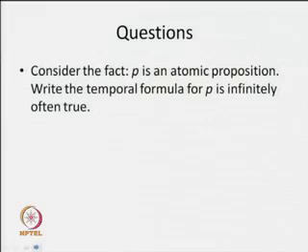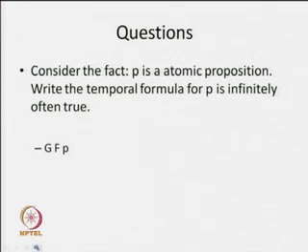Now, here is another question that you can think about. P is an atomic proposition. Now, I am saying write a temporal formula for P is infinitely often true. What does it mean? It is coming infinitely often, that means it is true and after some time again it will be true. So, in temporal logic you can write this behavior as globally Fp. Infinitely often means globally it should come, what should come? In future P holds. So, we are saying that P is infinitely often true.